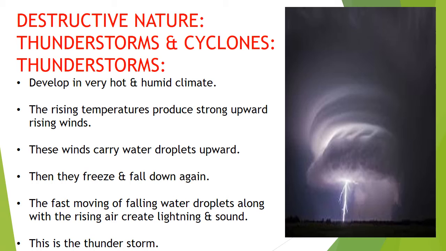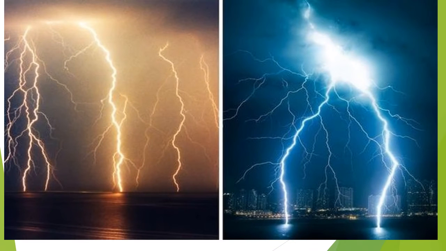This is because of the rising temperature. They produce strong upward rising winds. What happens when the temperature falls? These water droplets, what happens among them? There are activities which create lightning and sound. So this is the thunderstorm, okay. It creates a huge sound, right? Fearful sound. So you can see in the picture how thunderstorms bring lightning also, because of the difference in pressure. Such things are occurring, right?